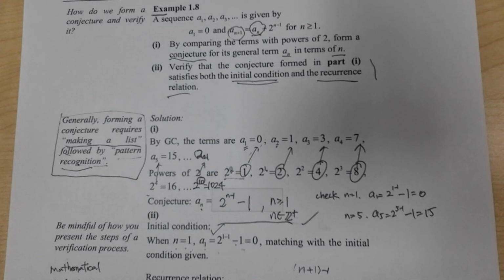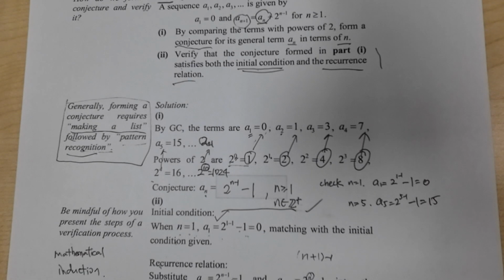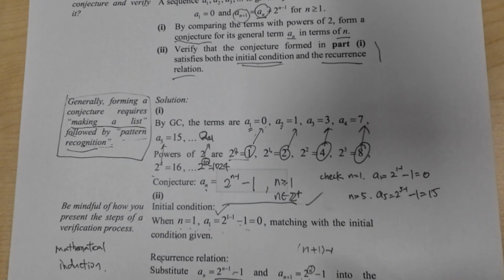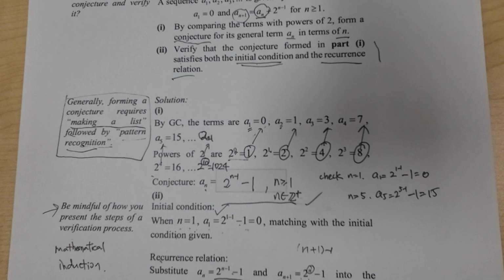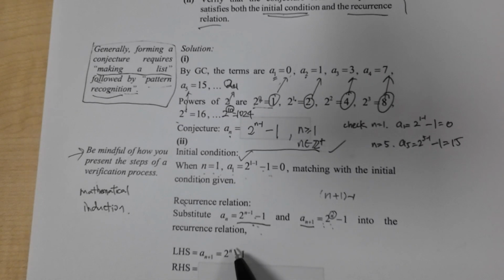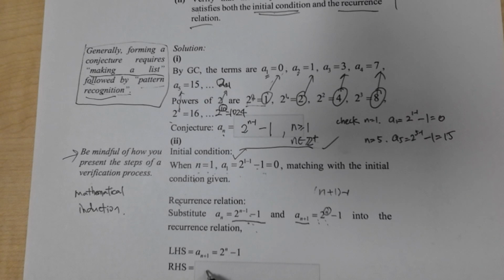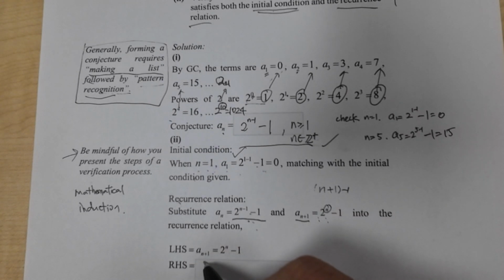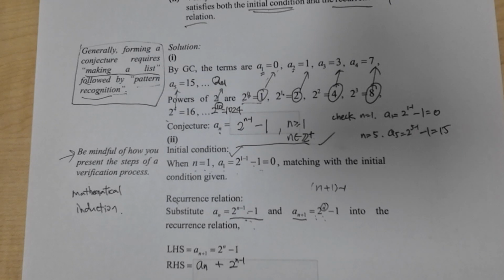Important, right? Please do your work properly for the verification process. Separate your left hand side and right hand side. Okay, so be mindful of how you present this working. So I will substitute. First, I will find the left hand side by substituting a_{n+1}, which is 2 to the power n minus 1. Then I find the value of the right hand side, which is a_n plus 2 to the power n minus 1. Okay, and a_n based on this substitution is 2 to the power n minus 1 minus 1, plus 2 to the power n minus 1.